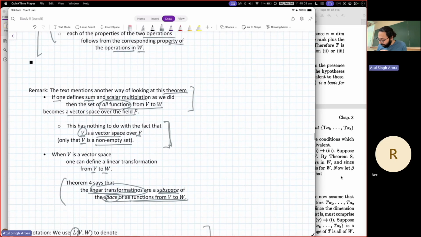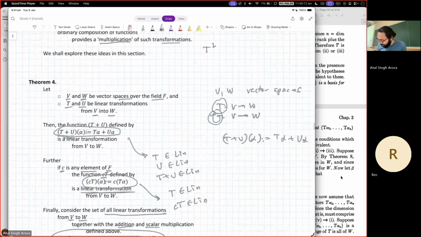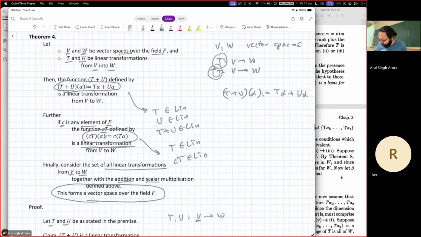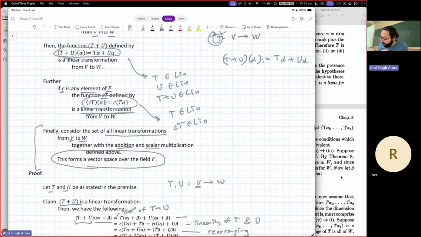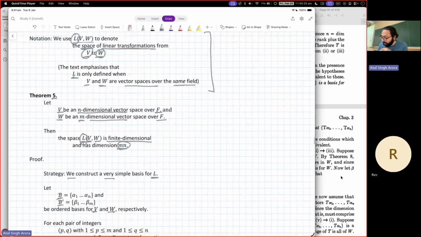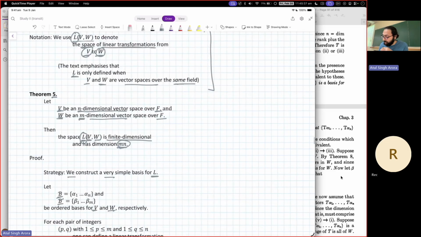In the previous theorems, what did we show last time? Last time we already established that the set of all linear transformations from V to W, together with these operations that we described, forms a vector space. Now what we're saying is that if you know that V is an n-dimensional space and W is an m-dimensional space, not only do we know that L is going to form a vector space, we also know what the dimension of this vector space will be. That is what we are trying to show here.